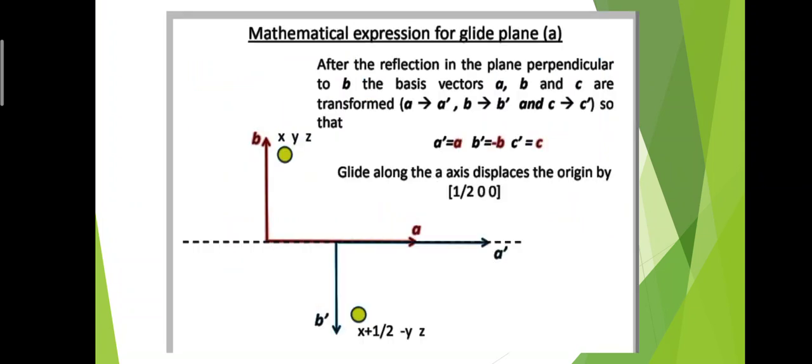Mathematical expression for glide plane A. After the reflection in the plane perpendicular to B, the basis vectors A, B and C are transformed to A dash, B dash and C dash, so that A dash is equal to A, B dash is equal to minus B and C dash is equal to C. Glide along the A axis displaces the origin by 1/2, 0, 0.